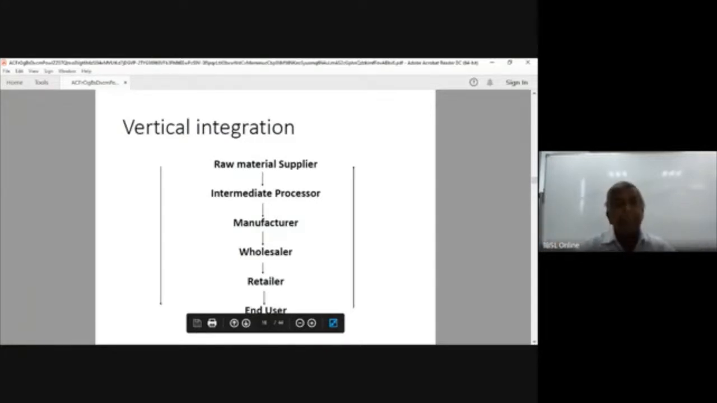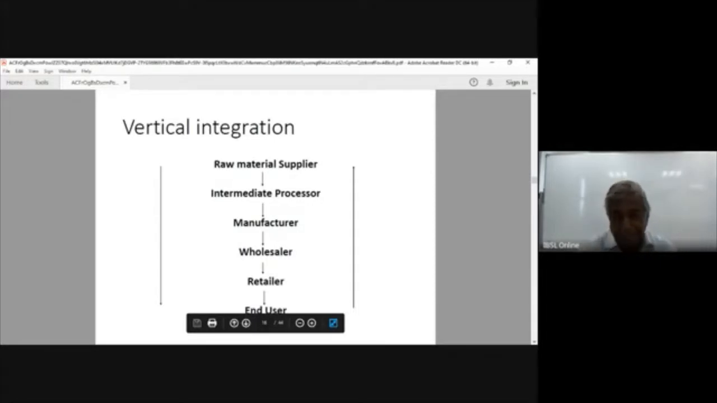So the manufacturer is going backward and establishing a sawmill of his own, instead of buying from the other person from whom he purchased earlier. He has his own sawmill. Then he can purchase the raw material directly from the raw material supplier and cut and make all the parts necessary for him at a lower cost, rather than purchasing from the other mill owner. So this is going backward in the vertical chain.